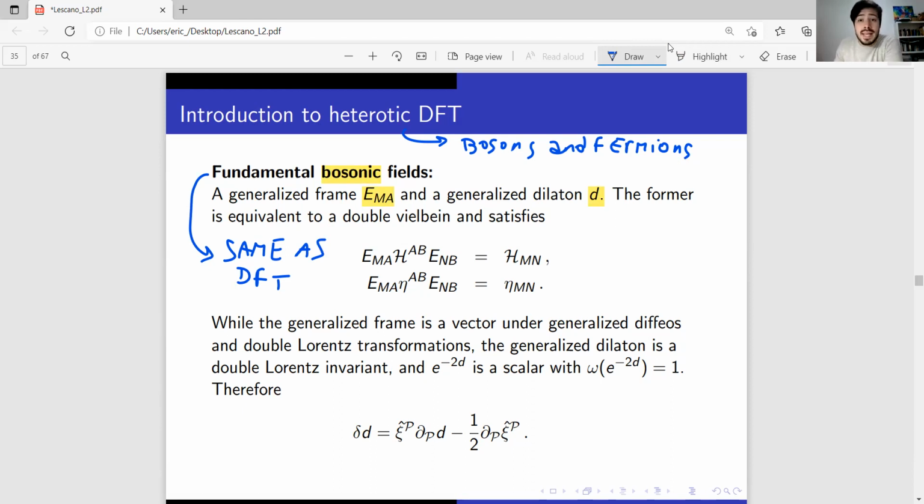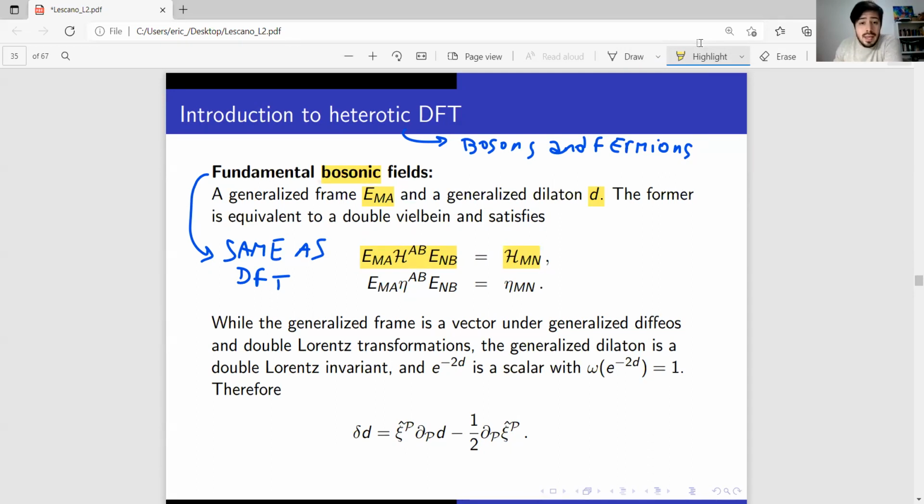We do not have that kind of field in gauge double field theory. We have the same fields. We have, if you want, the generalized metric that can be constructed from the generalized frame, and we have a generalized dilaton. But that's all. We have the same fields as double field theory.